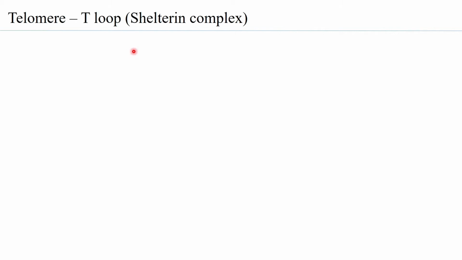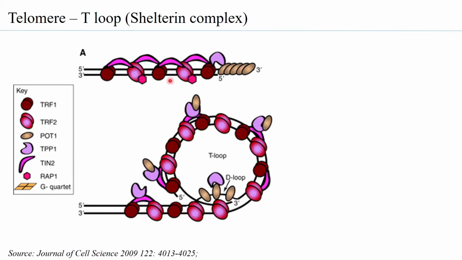Now, this T loop is associated with a complex made up of several proteins, and that complex is called the Shelterin complex. So, let us look at how the T loop is formed and also what the Shelterin complex is. The Shelterin complex is made up of 6 different protein subunits. So you have TRF1, TRF2, POT1, TPP1, TIN2, and RAP1 that comprise the Shelterin complex.